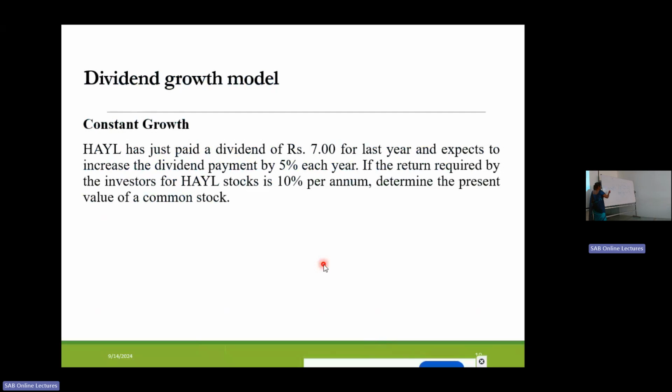So D11 is equal to D0, which is 7 rupees, into 1 plus growth rate 0.05 into the power 11. So then you can work out the value. Then apply the constant growth model and calculate the value.